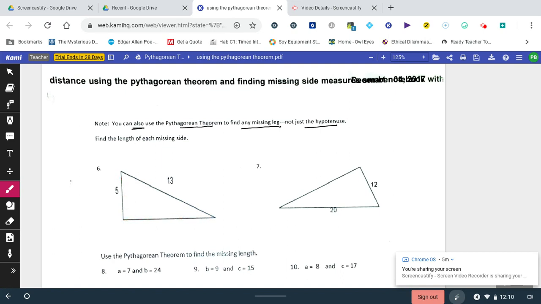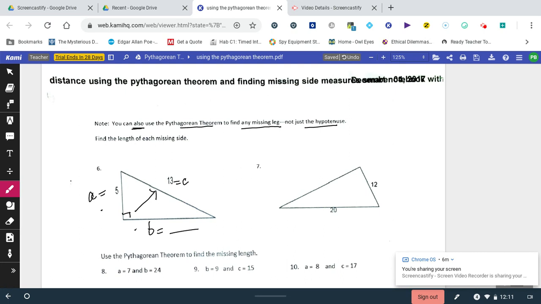I'm missing the measure of the other leg. All right, so I'll say this is A and I'll say I'm missing B. Now keep in mind, you could have let this section right in here be A and that section be B, but it doesn't matter. Here's my right angle. That's the L shape. So directly across from that is our C. So that's our hypotenuse.